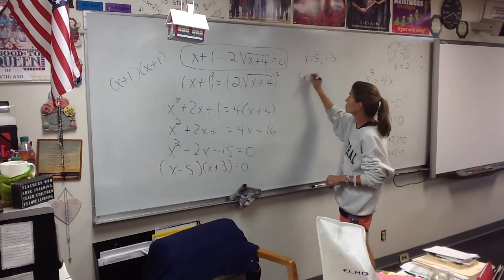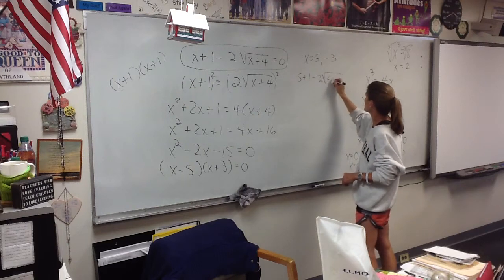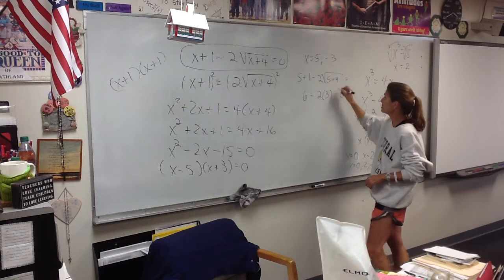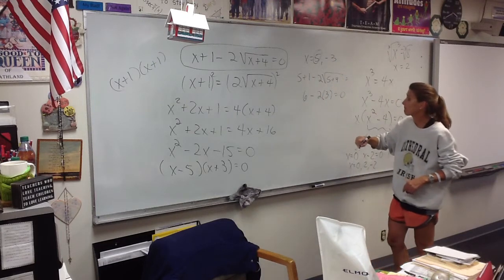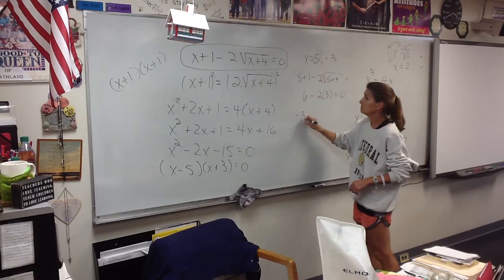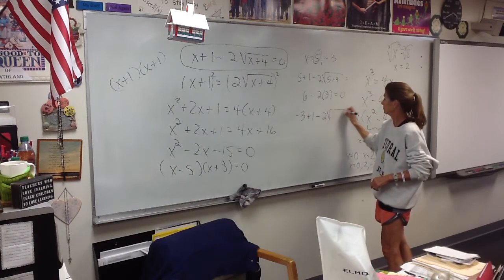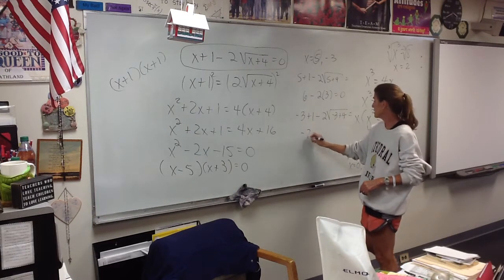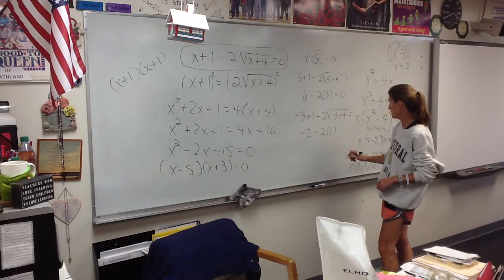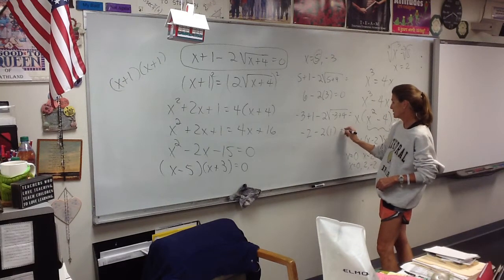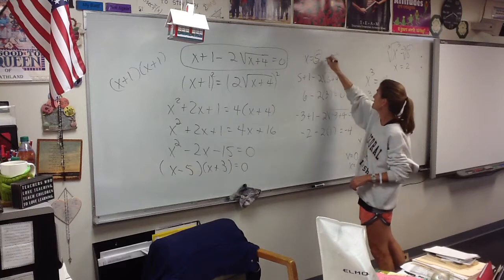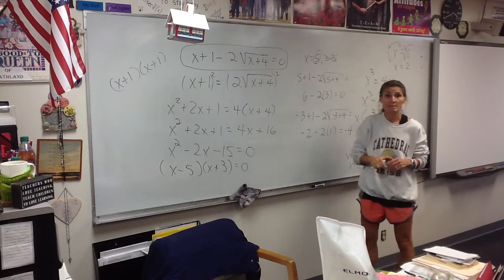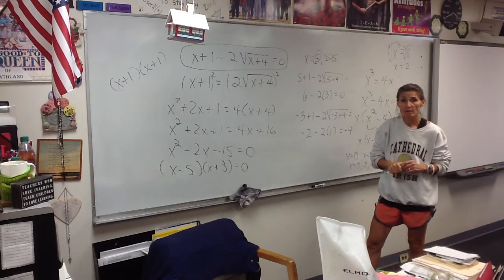So 5 plus 1 minus 2 times the square root of 5 plus 4. What's that equal? That's 6 minus 2 times 3. That's 0. That one's good. Now -3. That's -2 minus 2 times 1. Wait a minute. That is not 0. So that's an extraneous root. And I hope when we solve this on our calculator, we got one solution, and that solution was 5.